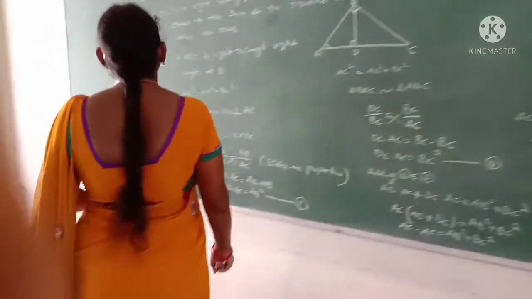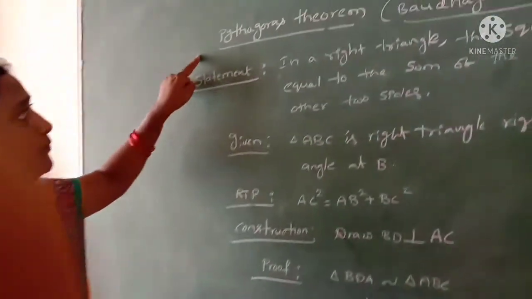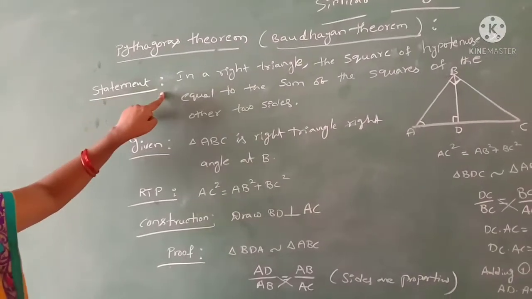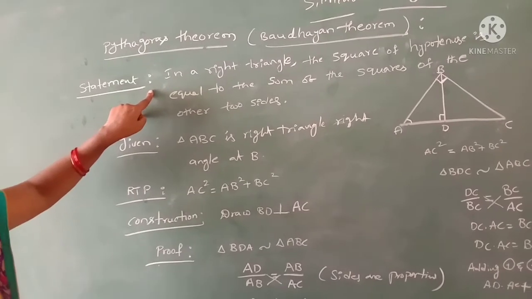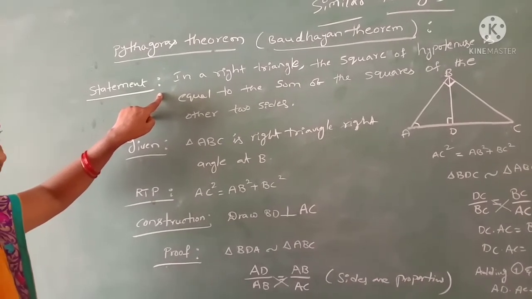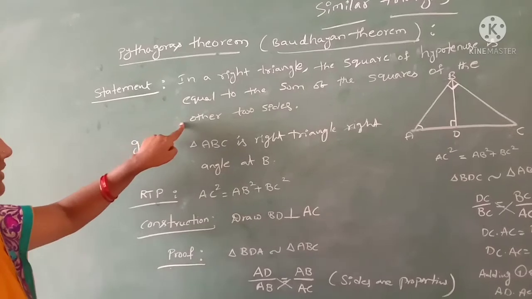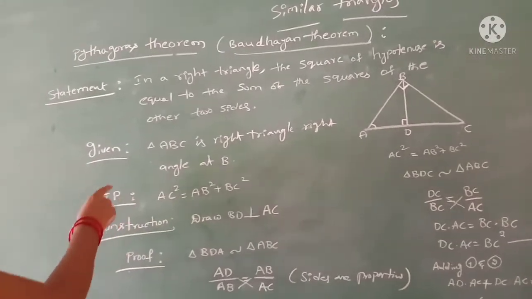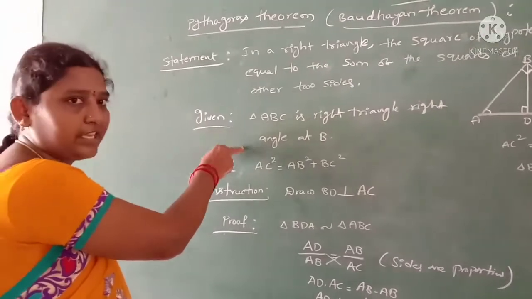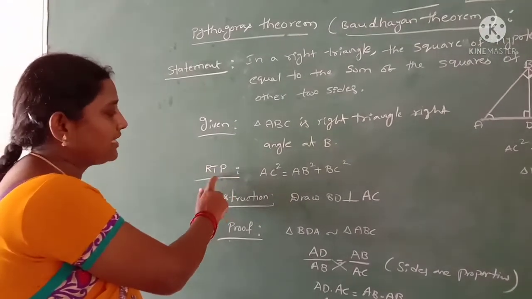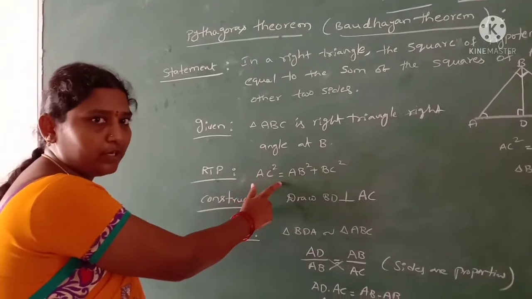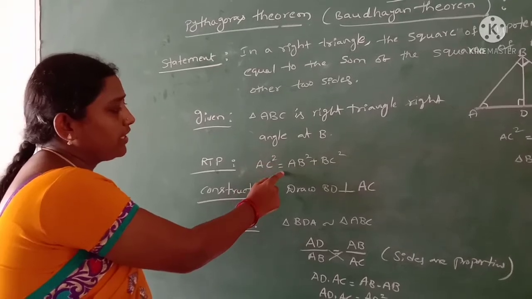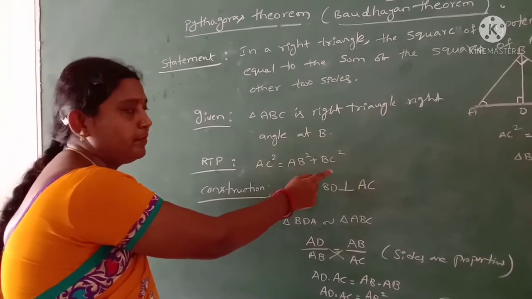Once again we repeat the Pythagoras theorem, also called the Baudhayana theorem. The statement: in a right angled triangle, the square of the hypotenuse is equal to the sum of the squares of the other two sides. First we draw the figure, triangle ABC is a right triangle. Write the given and RTP. RTP: hypotenuse square equals side square plus side square, it means AC square equals AB square plus BC square.